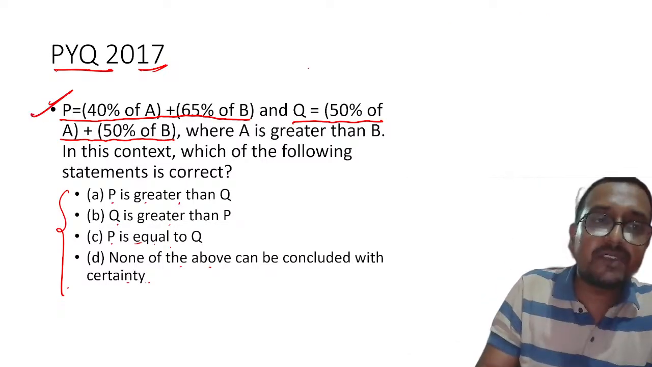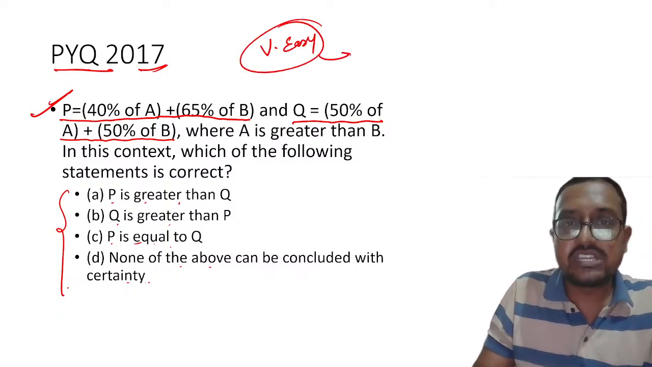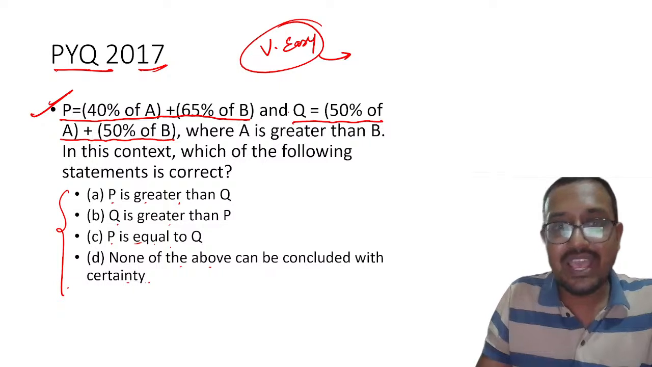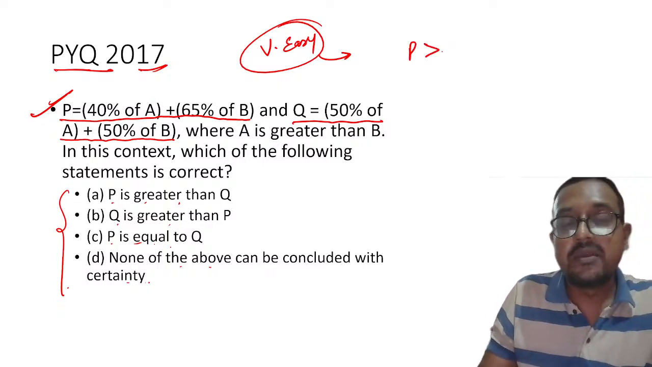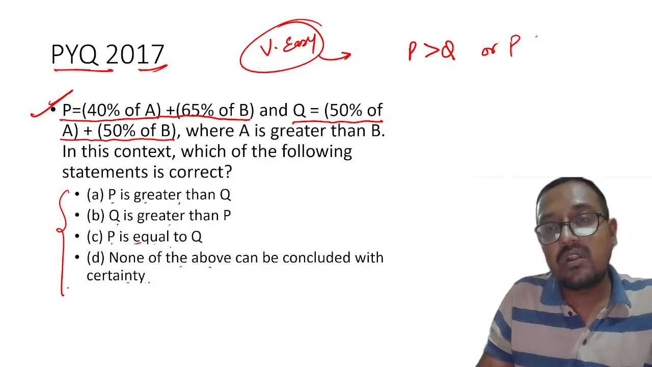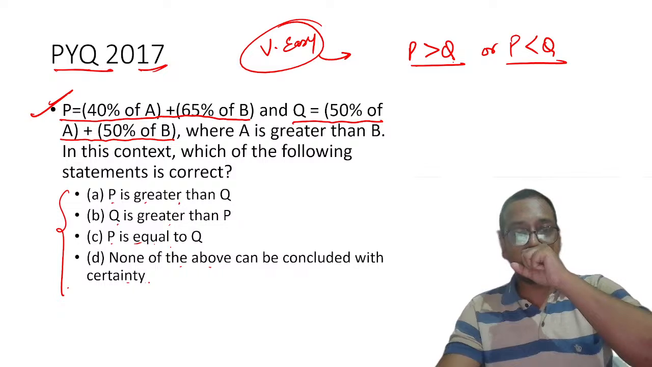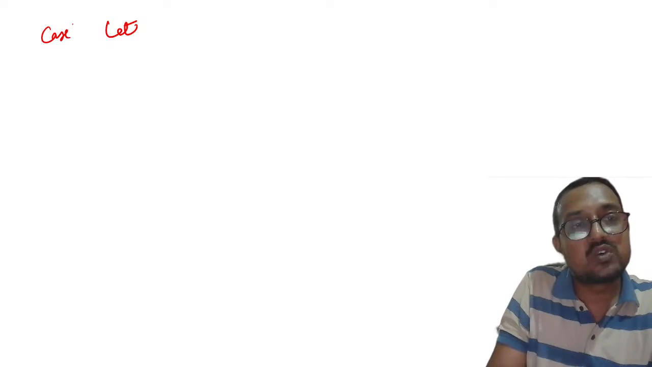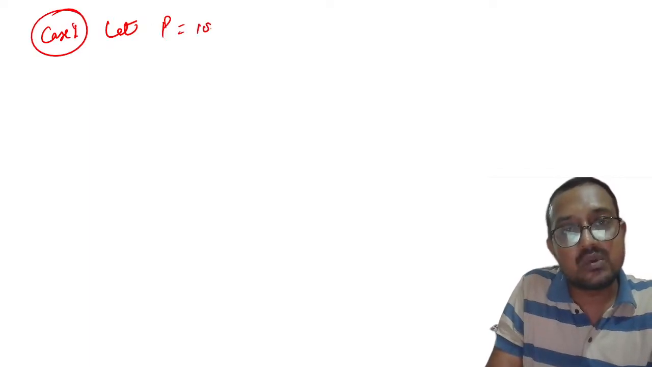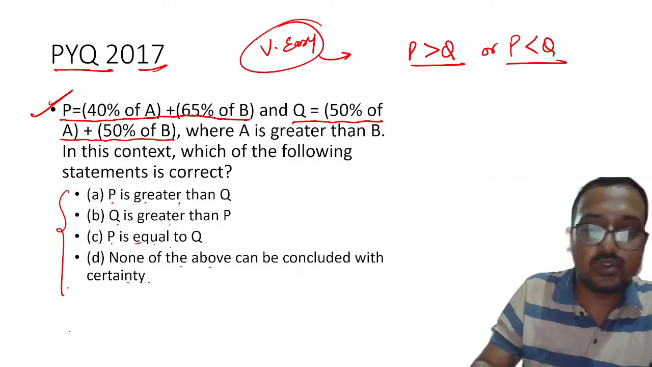Prima facie it is a very easy question. Easy. Trust me, this is not that easy. Why? Because you have to try different combinations to make sure that P is greater than or less than Q, or both. Clear? So let me showcase this. Here we will take multiple cases. So let A be equal to 1000.